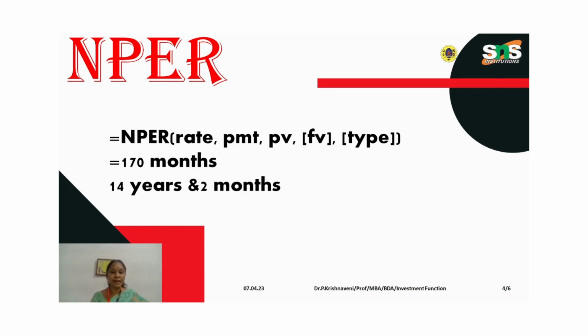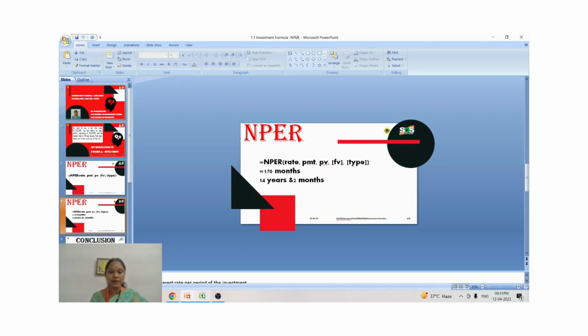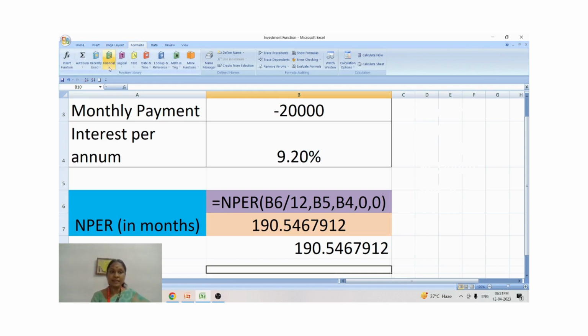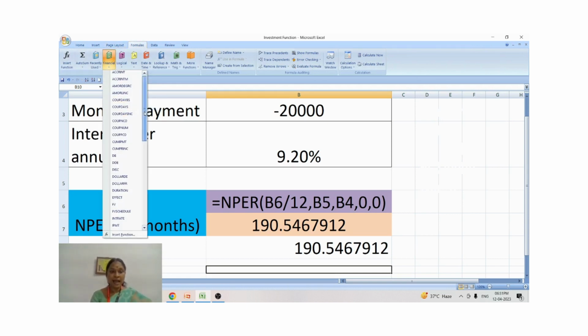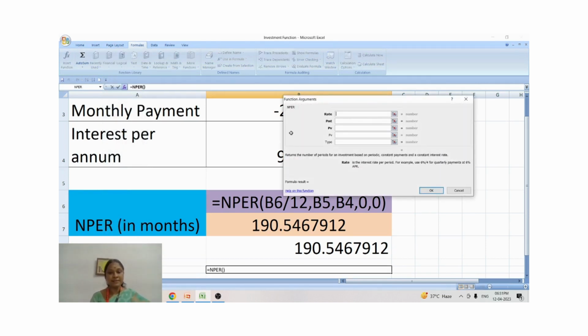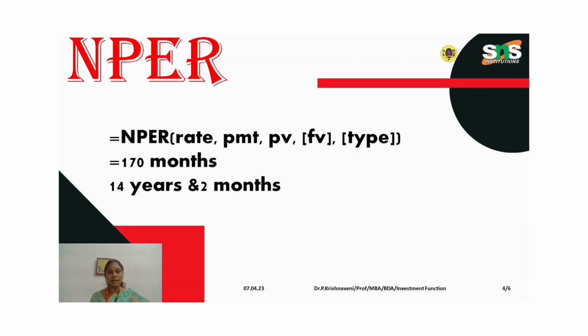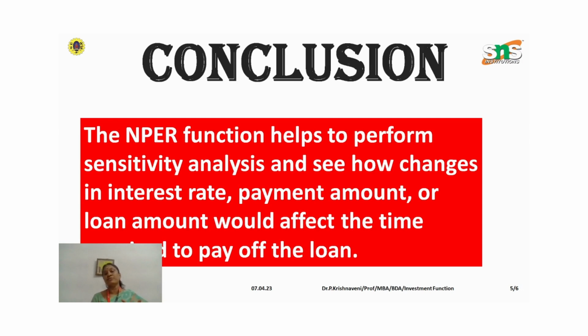I would like to add one more point. If I am not able to remember all the formulas, Excel is very user friendly, and we can go to the formula function, the financial function, and in that choose NPER. It will take the rate, payment, present value, future value, and the type. So hopefully this session helps you use the basic investment function.